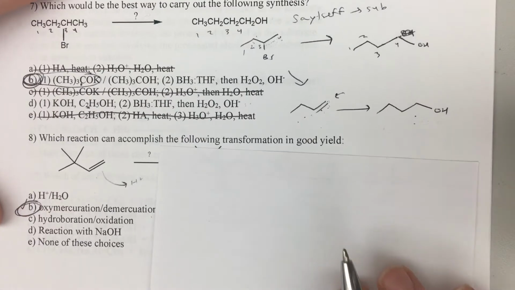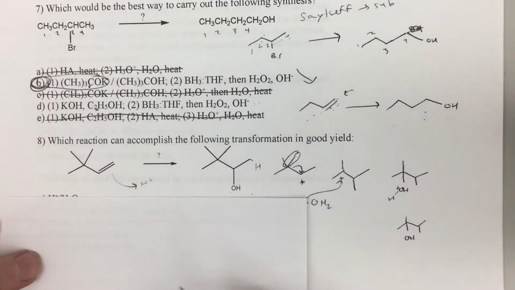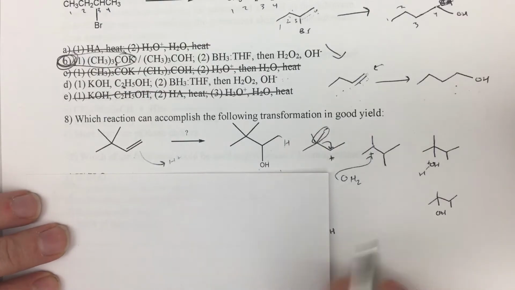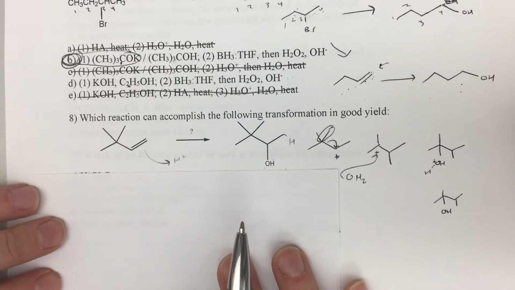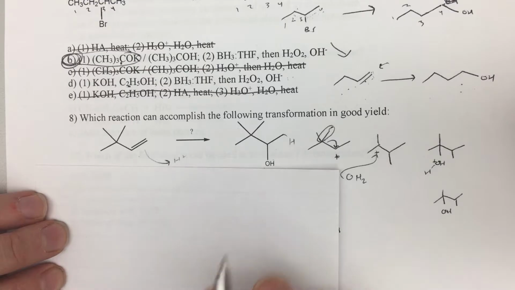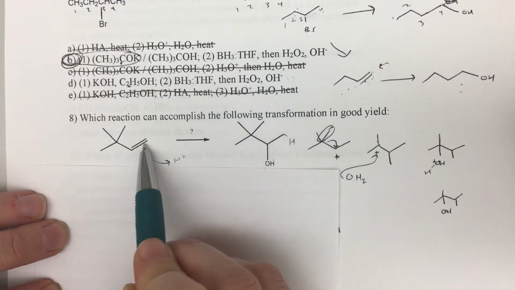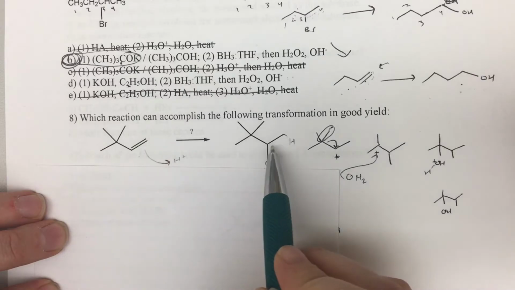Okay, and then we're going to do this question 8. So you can see my work. I didn't realize my phone had cut off, so I was still working at this. So I'm just going to work it through for you again. So the practice problem here is asking how you can accomplish this transformation. Basically, how can you go from an alkene to an alcohol?